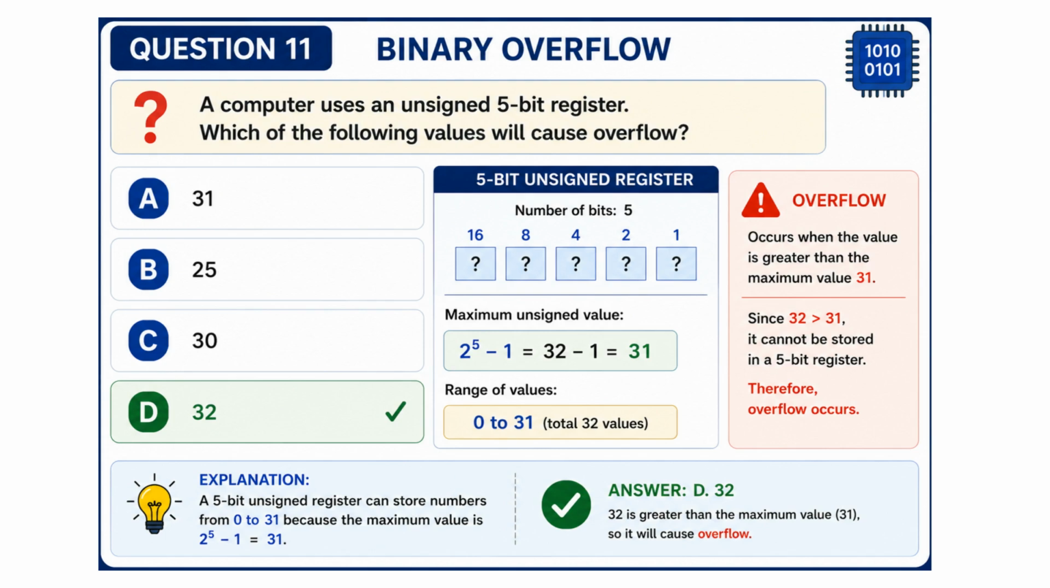Now let's look at the options. 31 fits, 25 fits, 30 also fits, but 32 is greater than 31. That means it cannot be stored in a 5-bit register, so overflow occurs. The correct answer is D, 32. Remember, for an unsigned n-bit register, the maximum value is always 2^n minus 1. If the value is larger than that, overflow occurs.